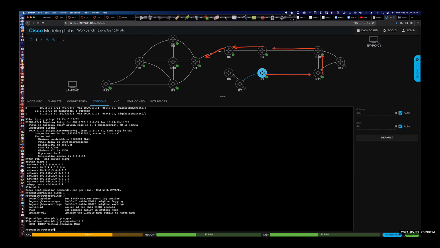Now, OSPF has the exact same problem. It's dealt with in a different way with the auto-cost reference-bandwidth setting. With EIGRP, there is no auto-cost reference-bandwidth setting, right? So with classic mode, a 10 gig link and a 40 gig link or a 100 gig link or a terabit link, they're all looked at as equal in terms of preference. And so that is one of the things that named mode gives you. It gives you the ability to differentiate between links.